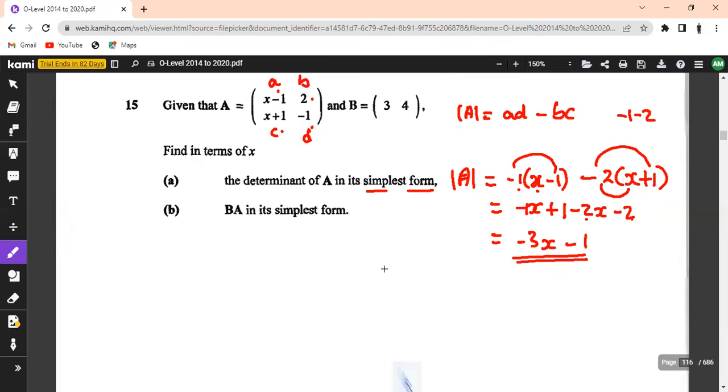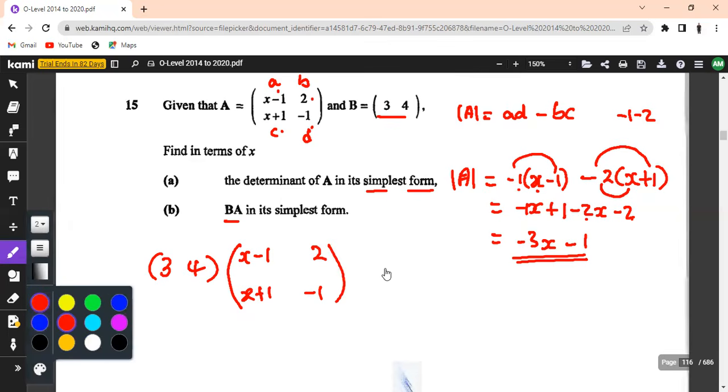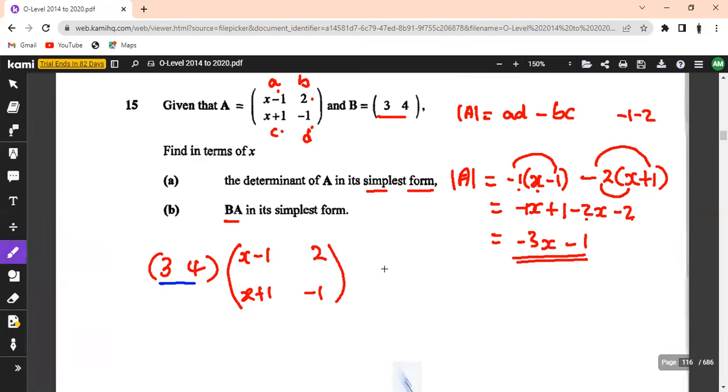All right. Then B, find BA, that is B times A. So this is your matrix B, which is 3, 4, multiplied by matrix A. This is your matrix A, which is X minus 1, 2, X plus 1 and -1. So remember, your matrix multiplication is row by what? Row by column. So it's going to be this row and this column. That's 3 into X minus 1 plus 4 multiplied by X plus 1. So remember, we are still having numbers in the row. That is why we have to add. We are done with this row and this column.